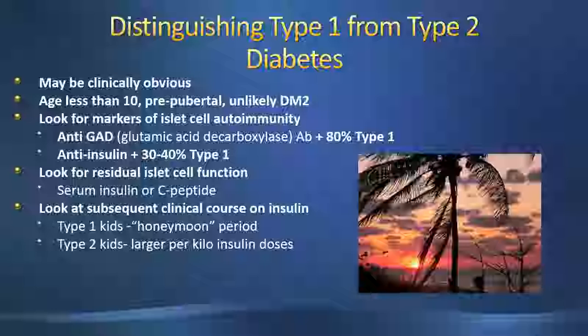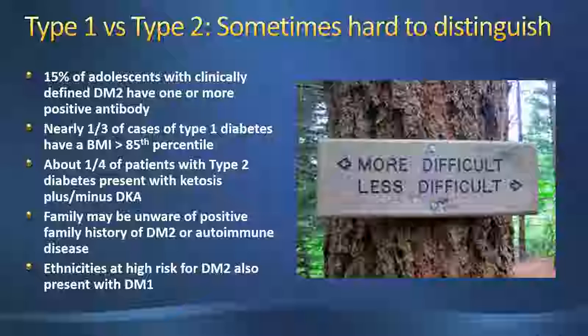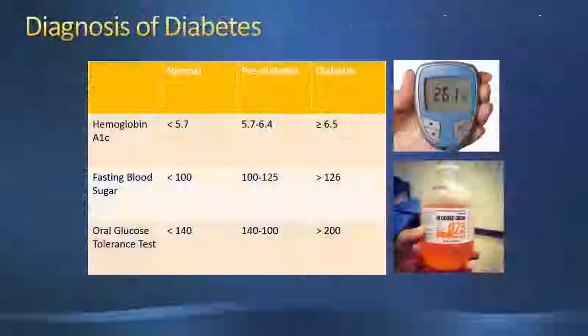Another thing that's very useful is just kind of watching what happens when some form of treatment is started. Type 1 kids are always going to kind of go through a period of honeymooning, whereas type 2 will not, and they'll often have much higher insulin needs. Again, this kind of goes back to some things I was saying before about the differences. I think I've kind of said this slide, so I'm not going to dwell on it.